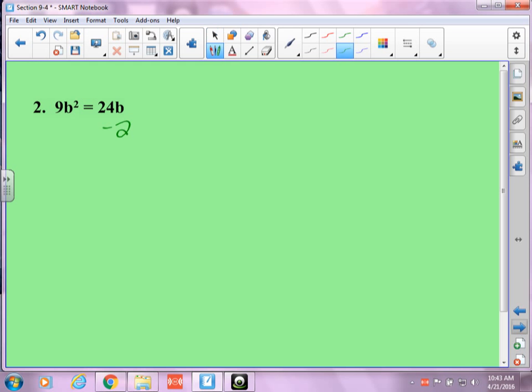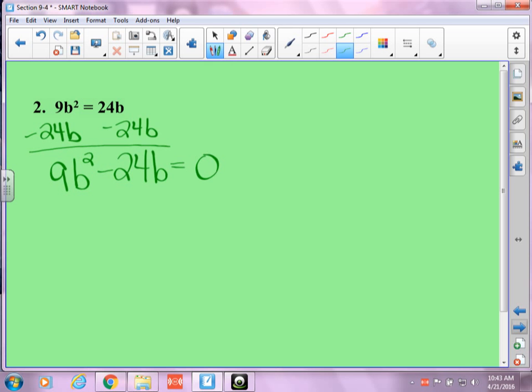Okay, so what we're going to do is I don't like the first number being negative. So I'm going to subtract 24b on both sides. And I get 9b squared minus 24b equals 0. Okay, and this is standard form. So that's like step 1.